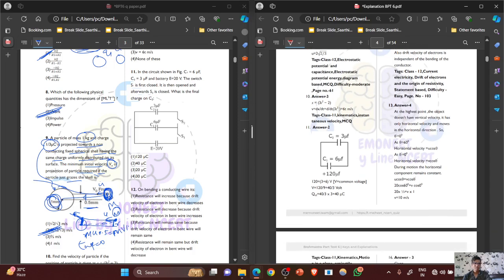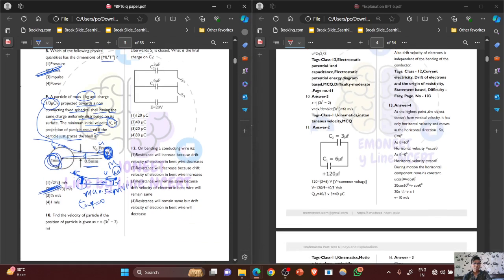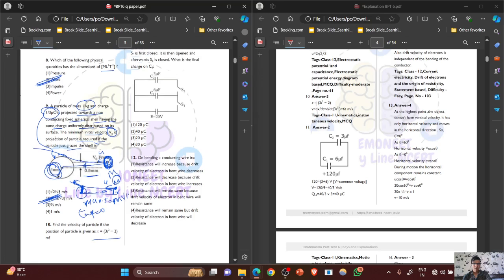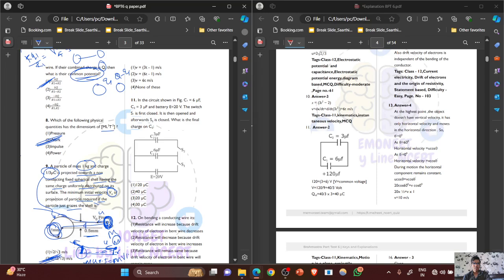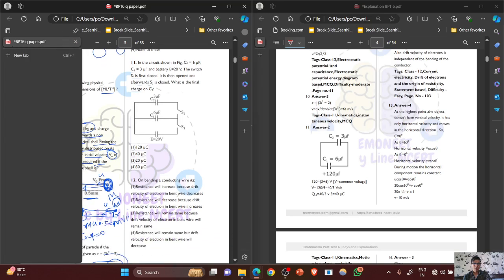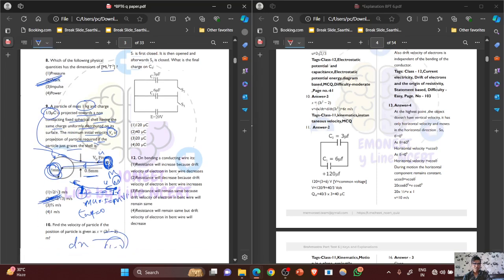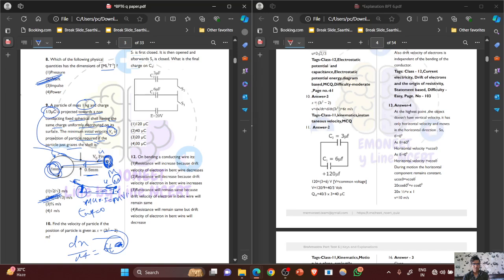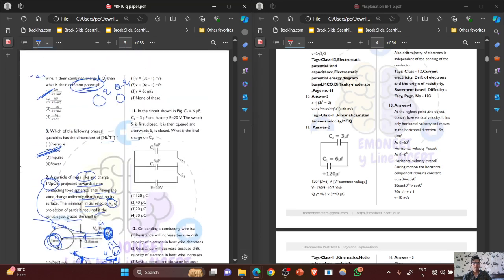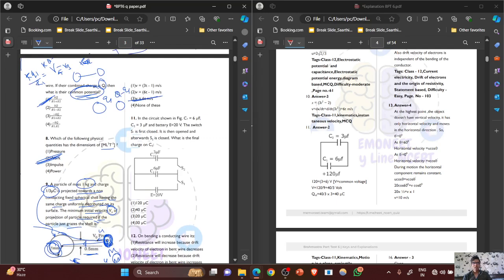Now moving ahead to the next question. Find the velocity of the particle if the position is given. Velocity will be simply dx by dt. So it will be 6t minus 2. At what time is it asking? 6t minus, sorry, it will be 60. 2 is a constant, its differentiation will be 0. 60 will be your answer. Third is the correct answer.